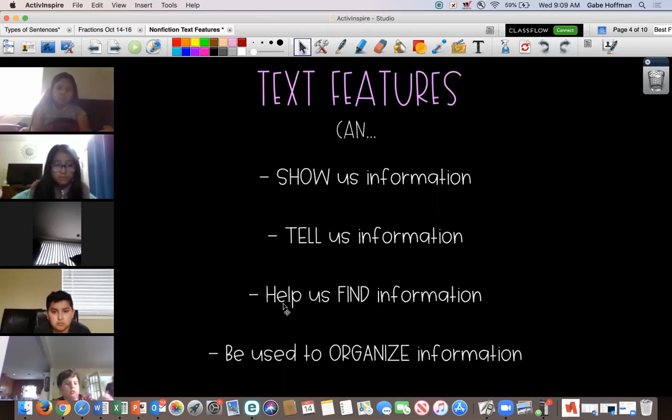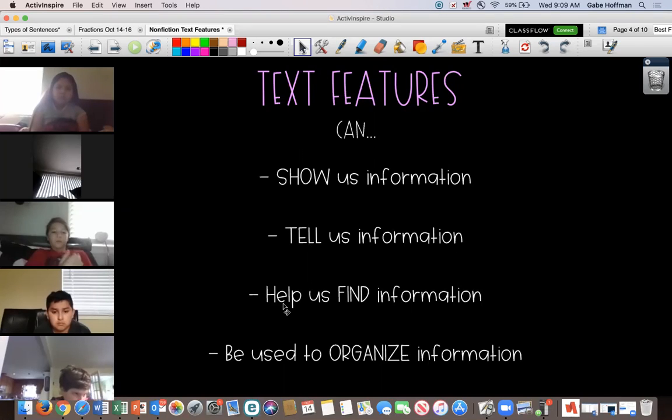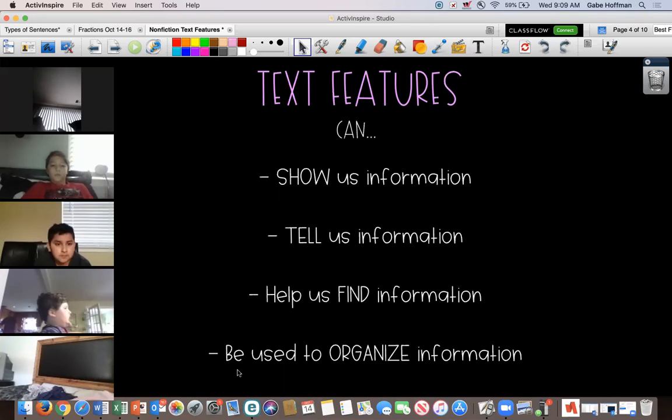Cynthia, can you read this one right here? Help us find information. Yeah, so things like table of contents or an index might help us find information within the text. And Alex J, can you read the last one? Be used to organize information. Thank you, sir. So you usually don't have just one text feature in a text. You have a combination of all these different ones, and they do all these things together to help make the text work and be more fluent and easy to understand for the person who's reading.